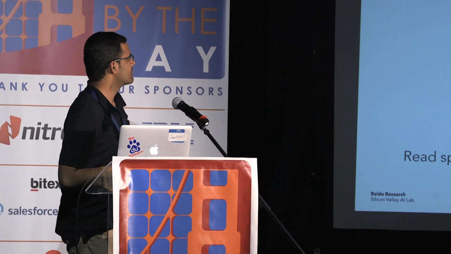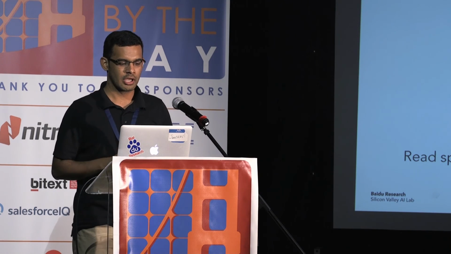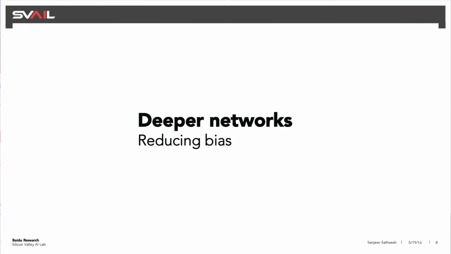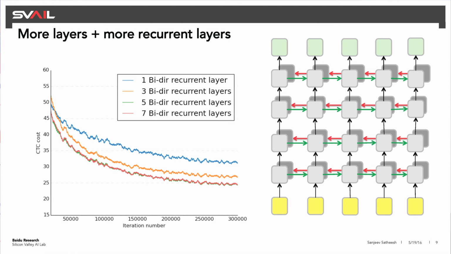Okay, so that's Deep Speech version 1.0. What can we do to make it better? Of course, one of the great things we can do is to make it deeper, make it bigger, and see what happens. The point of making it bigger is to reduce the bias in the model, basically to fit the data even better and better.